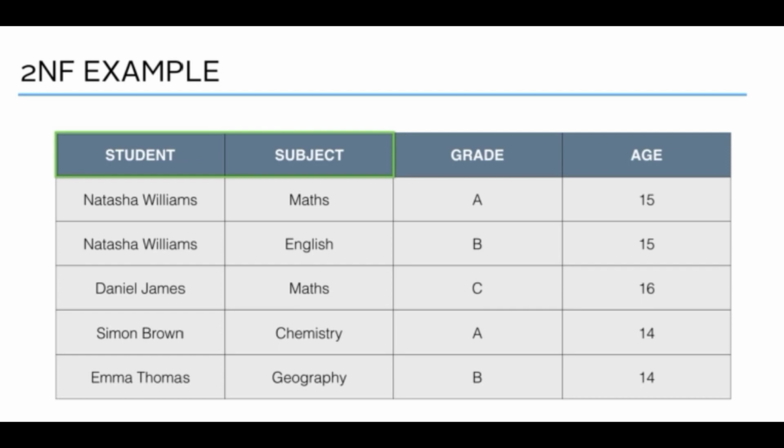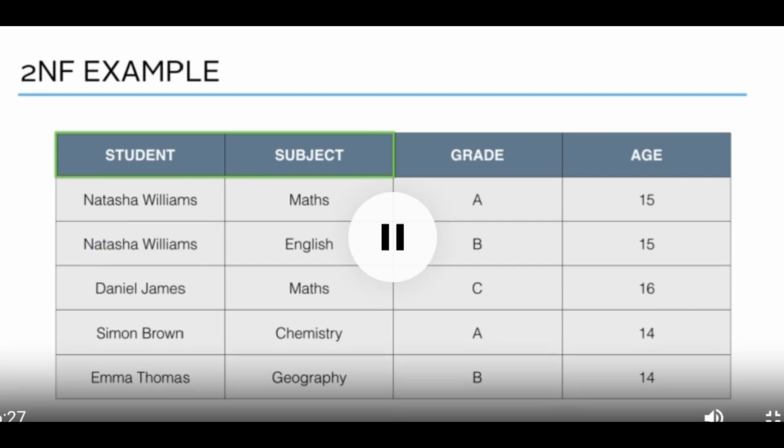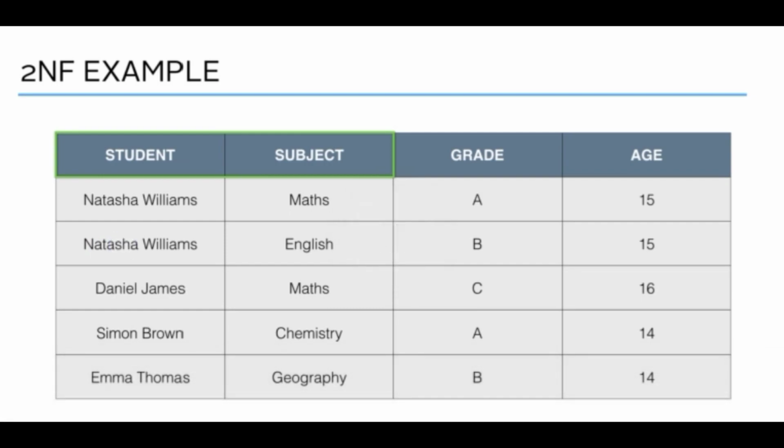We can see that every column only has a single entry, and we can see that it does indeed have a primary key. The primary key is the student column plus the subject column. So we have Natasha Williams Maths, Natasha Williams English, and this combination is unique. And then we have Daniel James Maths, Simon Brown Chemistry, Emma Thomas Geography. Okay, so it is in first normal form. Now we've got to check whether it is in second normal form.